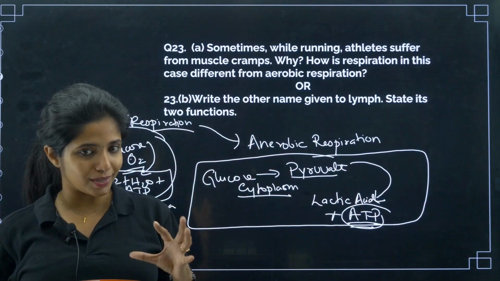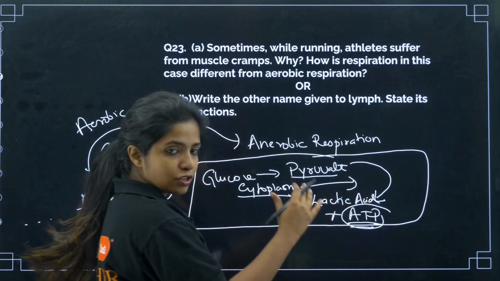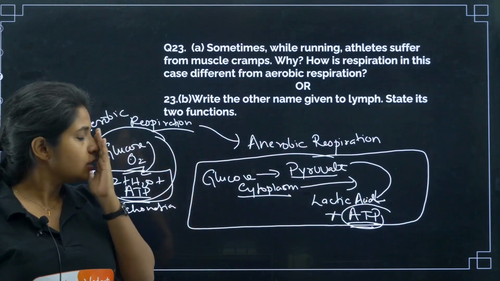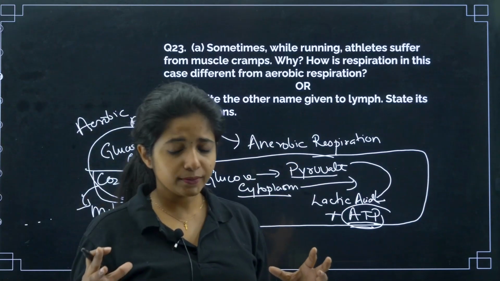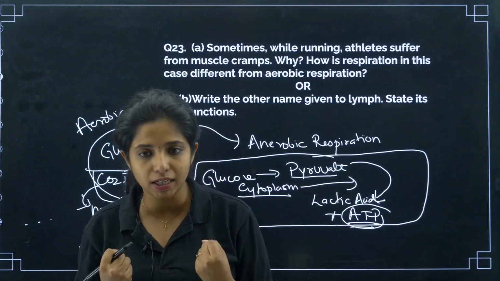But the problem is that there is a catch in the story, and all this happens in the cytoplasm itself. There is no entry into mitochondria and things like that. There is no presence of oxygen over here, my dear children. So the problem is when the lactic acid accumulates way too much. Okay, the lactic acid accumulates way too much. That's when we get the muscle cramps.